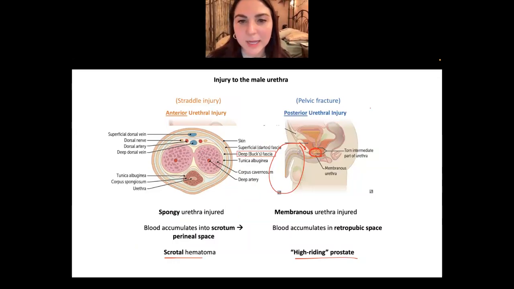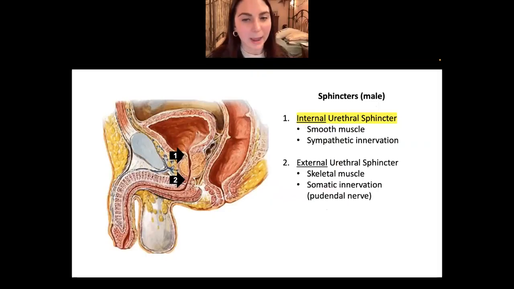So it's not really an anterior injury that you can see, so to speak, but that's why it's always good to get looked at after a car accident or something, to make sure something like this isn't happening.